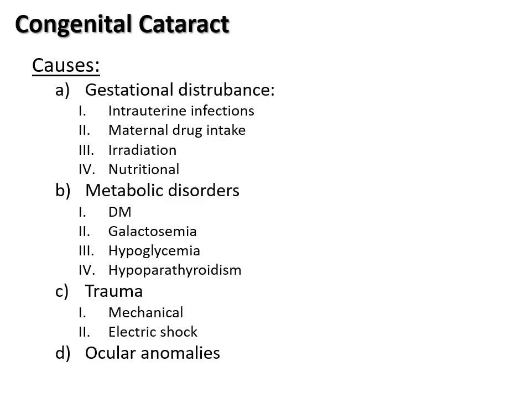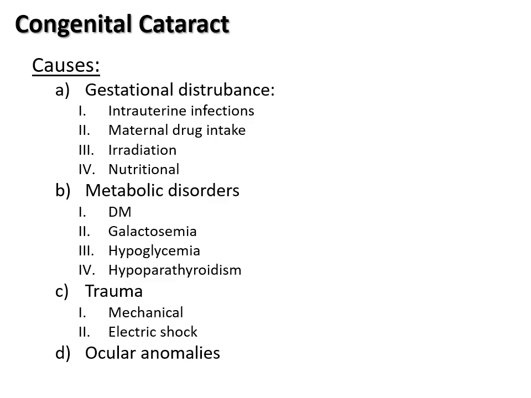The causes of congenital cataract are multiple. The first one is the gestational disturbance, which means, for example, intrauterine infection, especially rubella, mumps, herpes, and toxoplasmosis, which are the most common organisms. The maternal drug intake, especially corticosteroid or sulfonamide. Irradiation during the first trimester of pregnancy, and nutritional, especially if there is calcium or vitamin D deficiency.